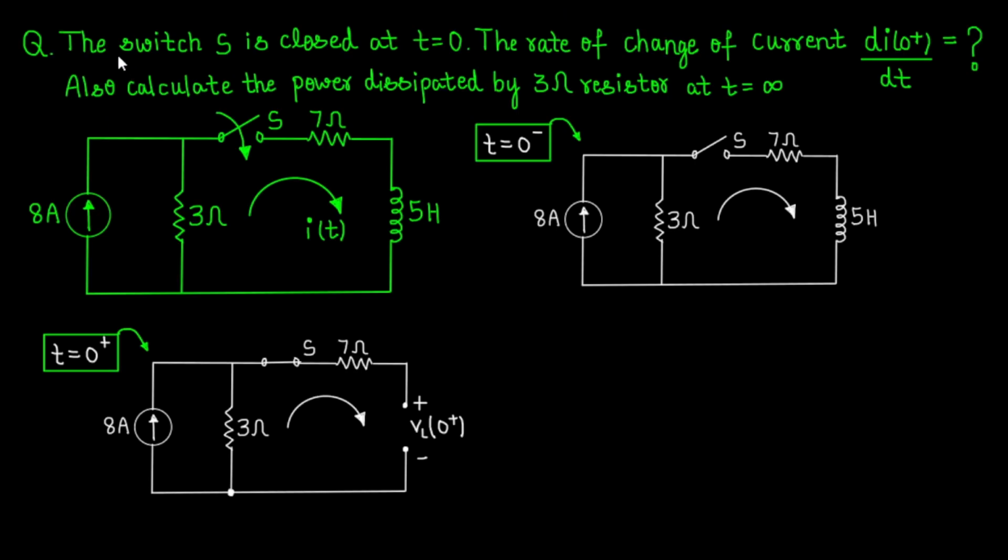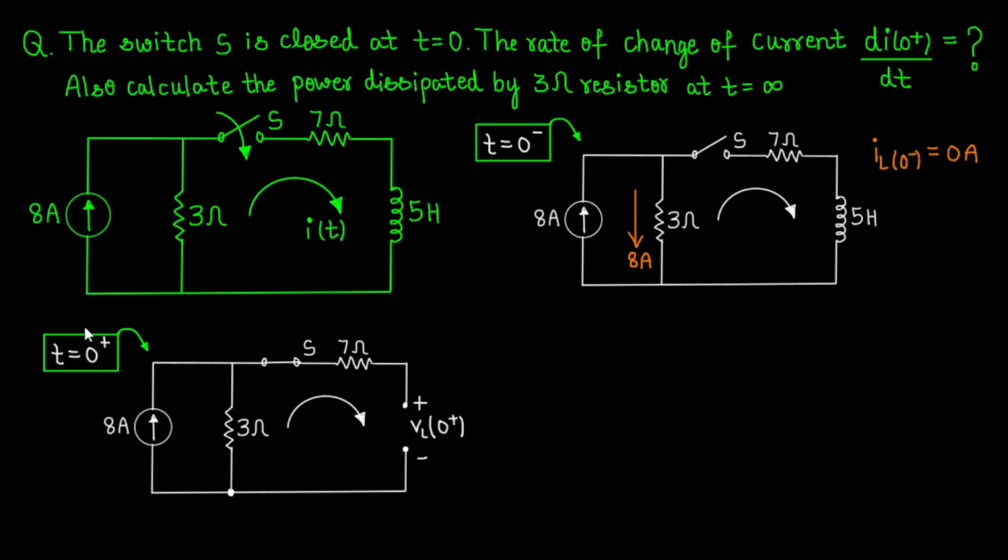Now let us go back to the question. In the question, it is mentioned that the switch S is closed at t is equal to 0. So at t is equal to 0 minus, this is the circuit where the switch is still open and this is an open loop formed here. So there is no current flowing through this part of the circuit. So we can easily say that the current flowing through the inductor at IL of 0 minus is 0 amperes. And as this is an open loop, this 8 ampere current directly flows through this 3 ohm resistor from top to bottom.